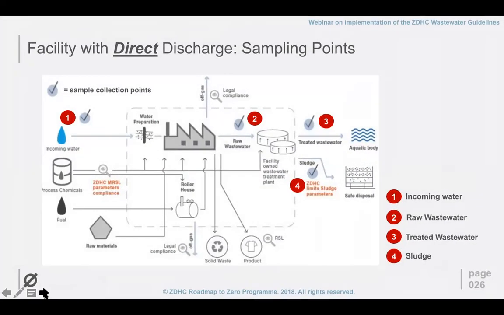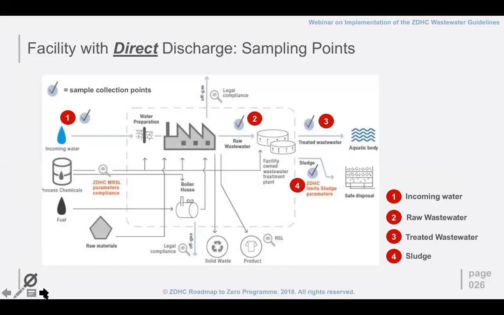All right, so the way that the standard gets applied is different for direct discharge versus indirect discharge facilities. I'll first cover direct discharges. This diagram shows you the different sampling points for a direct discharge facility. I will go through each one, and there are some options and choices of how a facility wants to test these points in their operation.